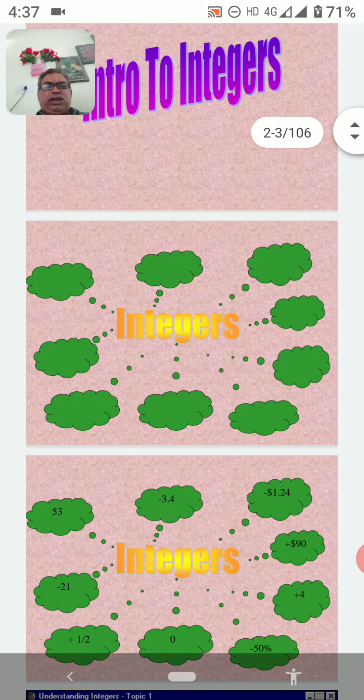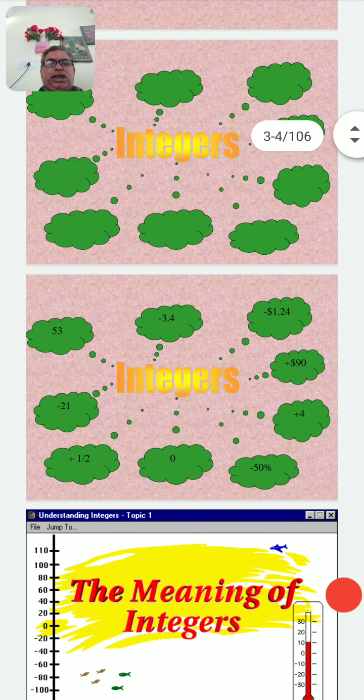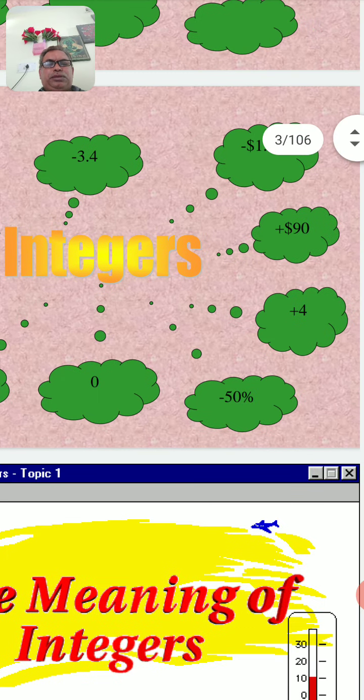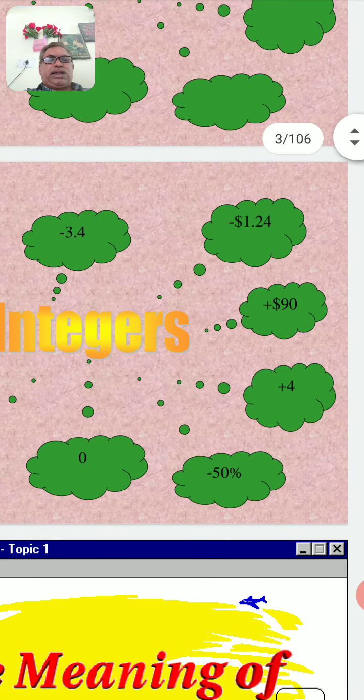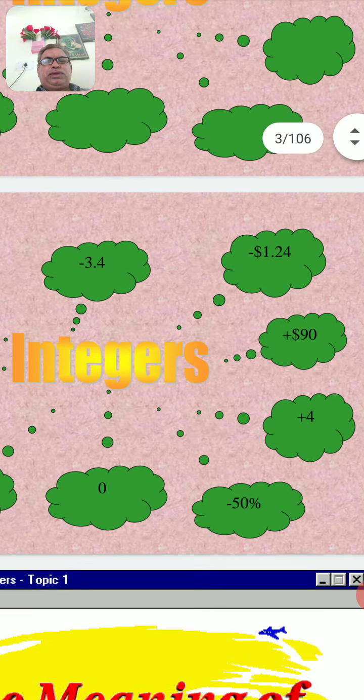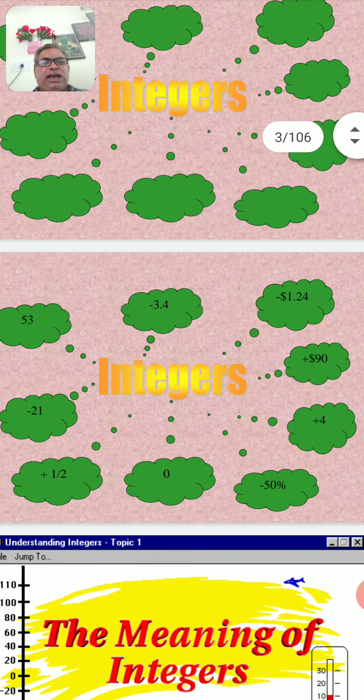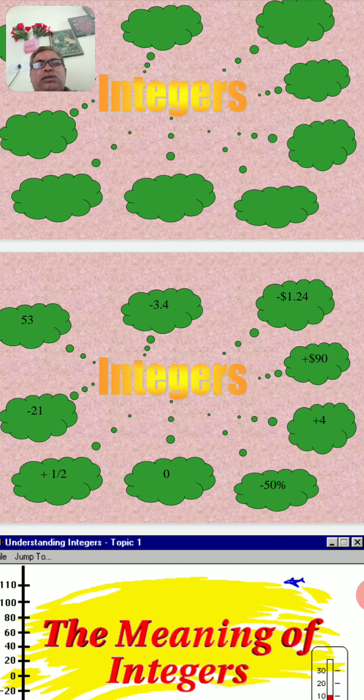See, integers. Here I have written some numbers: 53, minus 21, plus 1 by 2, 0, minus 50%, plus 4, plus 90, 1.24, minus 3.4. Some numbers we use in daily life. So among that, which are the integers that we have to verify?